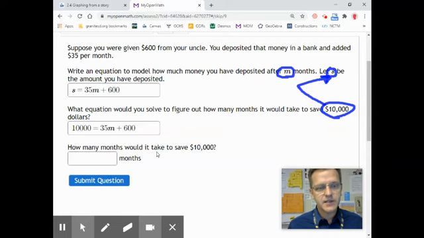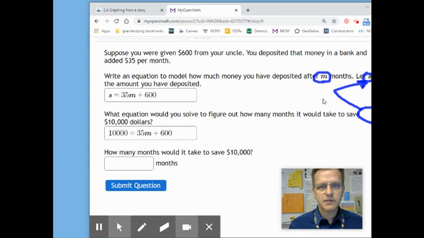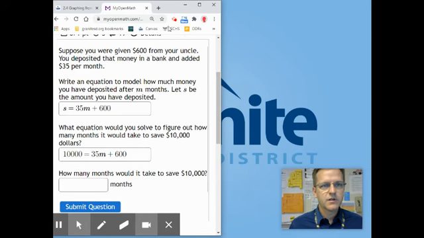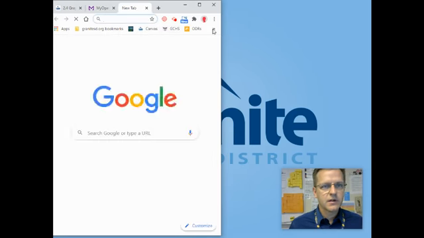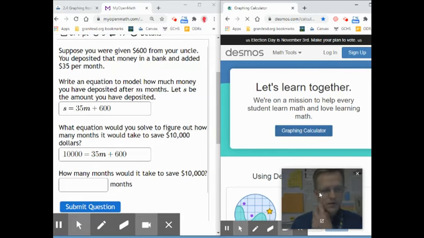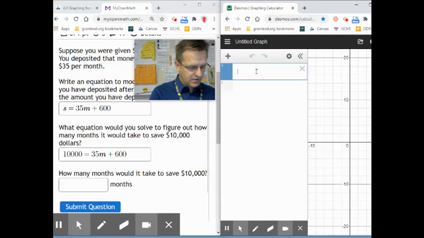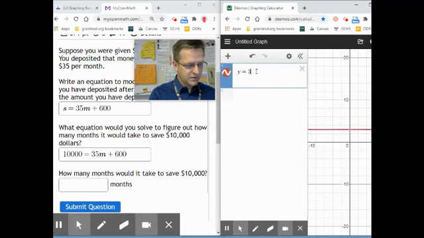And then how long would it take to get $10,000? Well, here's what I would do. I would open up Desmos, and let's shrink this down a little bit. And you could do this on your Chromebook as well. I'm going to open up a new tab for Desmos, open my graphing calculator. I'm going to pull my picture over here so it's out of the way. And let's put the first one, y equals 35x plus 600.